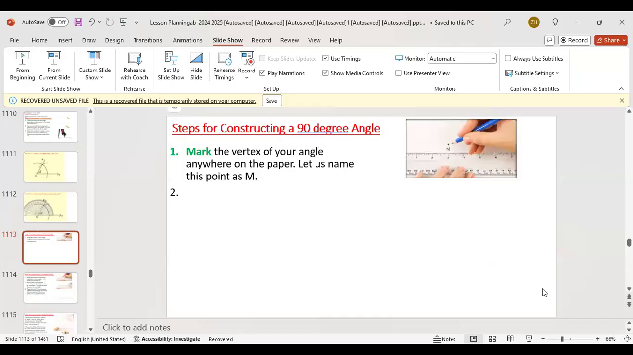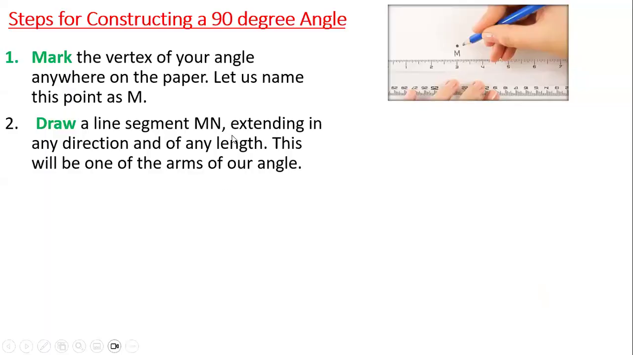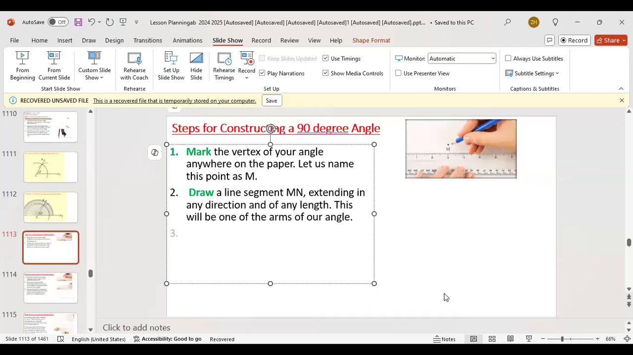Next thing we're going to do is draw the line segment MN, extend it in any direction and any length. This can be our arms on our angle. So same thing, we're going to draw the line segment MN, extend in any direction and of any length. This will be one of the arms of our angle. So basically starting just like how we did the 60 degree with the MN.